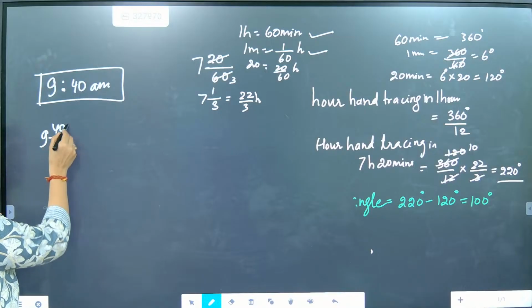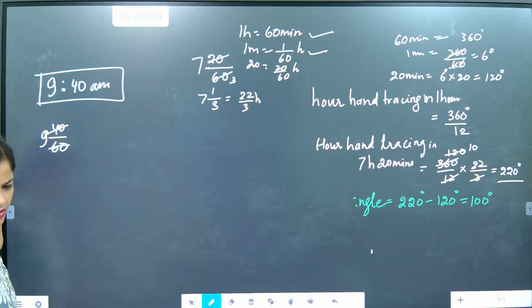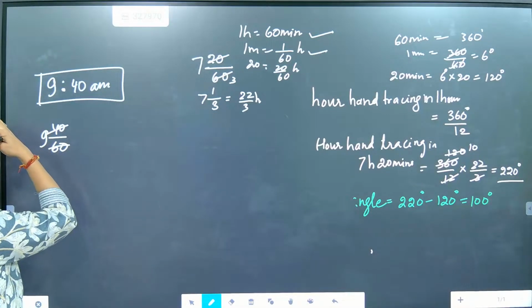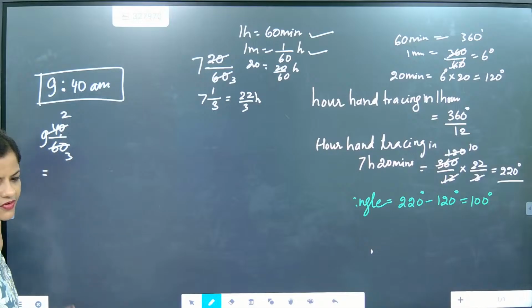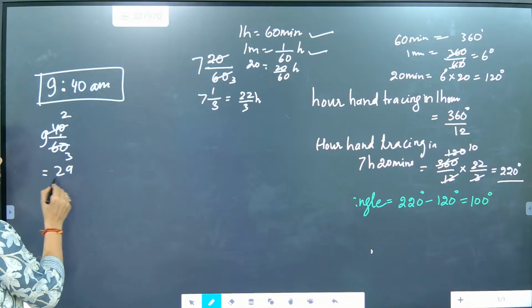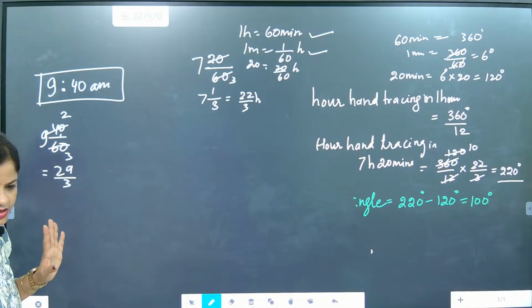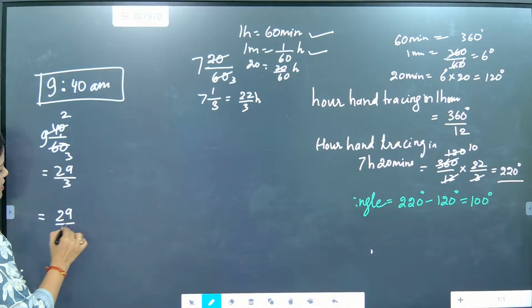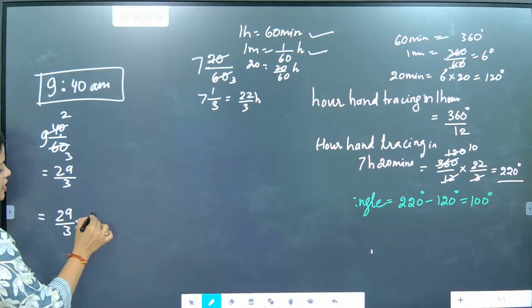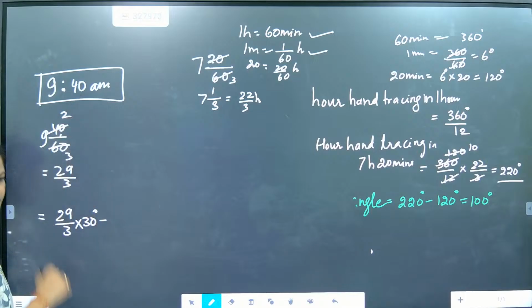9:40, beta. First, 9:40 by 60. Total time, first find out in hours. It is coming 2 by 3. 3 nines are 27, 28, 29. 29 by 3 is coming. This is total hours. Now divide total hours 29 by 3, into 30 degrees. Minus, here minutes is 40 minutes.